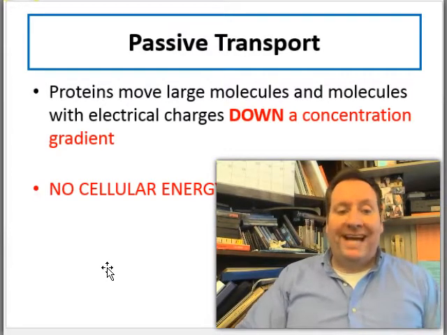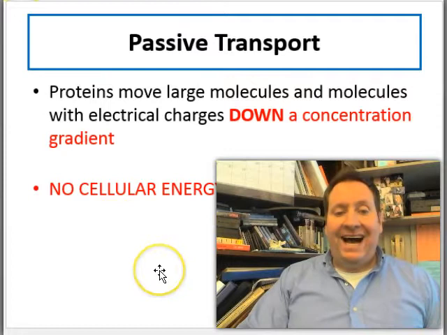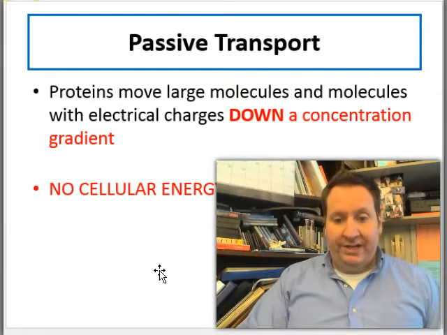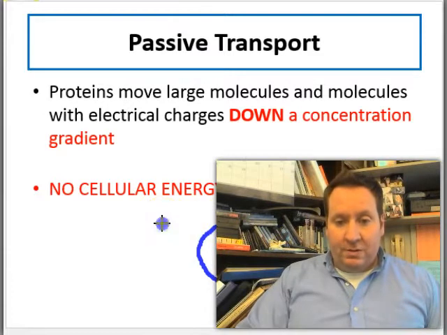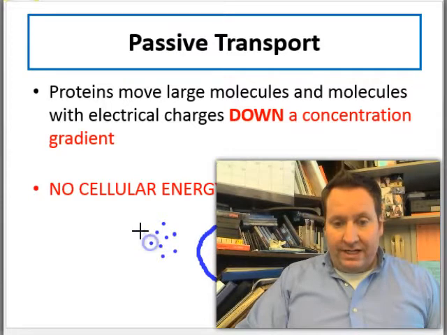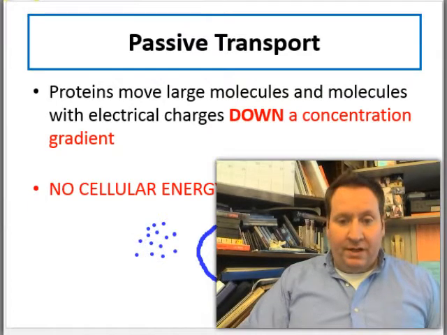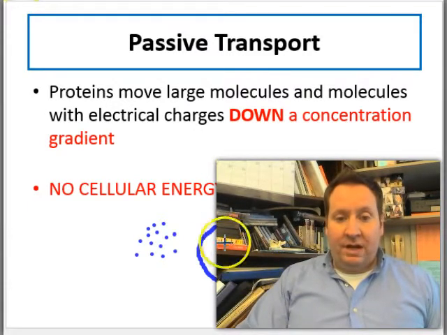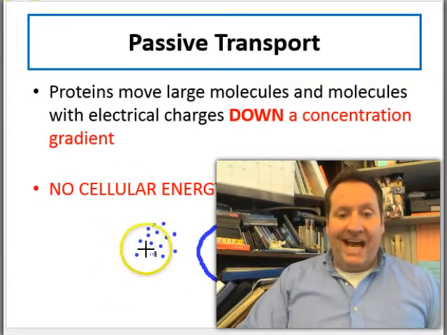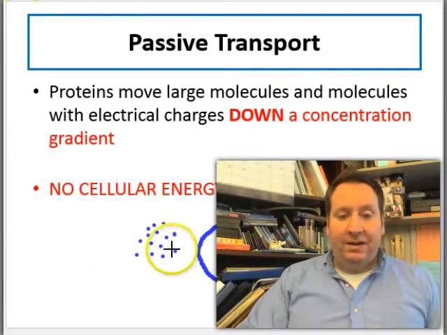What I mean by going down the concentration gradient is going from a high concentration to a low concentration. I'm going to draw a little picture here. Let's say this is a cell, and this cell is permeable to this little glucose molecule, which I'm representing with these tiny dots. Now if I look inside the cell, there aren't as many glucose molecules as there are outside the cell. So moving down the concentration gradient is going from an area of high to low concentration.